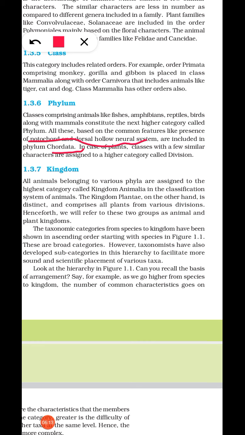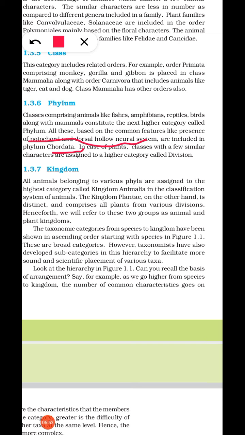You have studied in 9th class, isn't it? Notochord means a rod-like structure that is present on the dorsal side of the body, and a dorsal hollow nerve cord, so spinal cord. All this is seen in birds, in reptiles, in fishes, and also in mammals. Only a few similarities you can see among them. So depending upon these similarities, they are classified under a common phylum, that is Chordata.